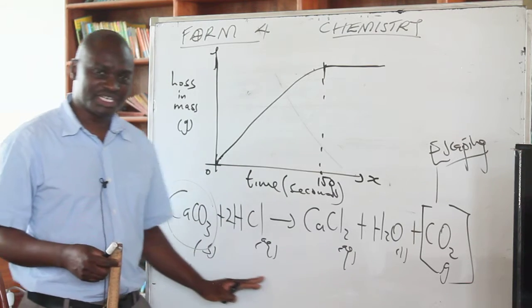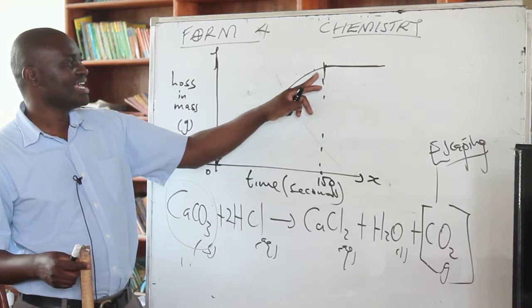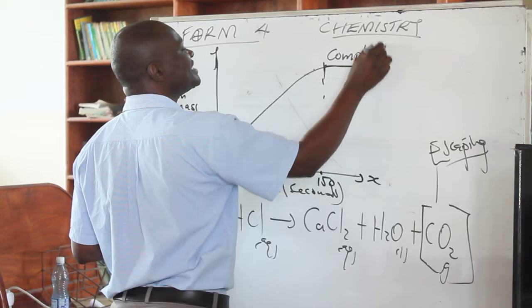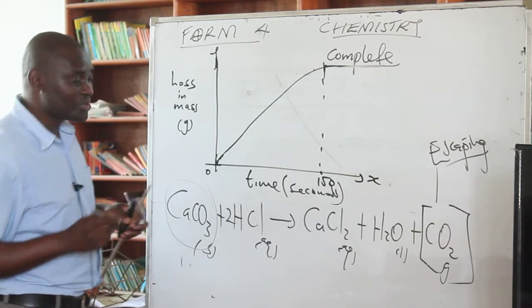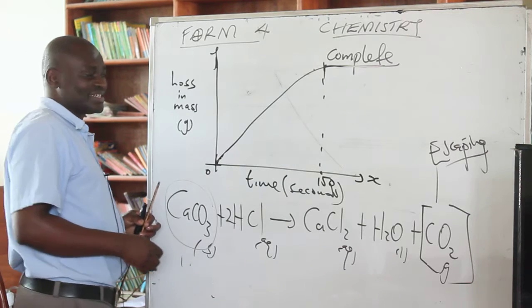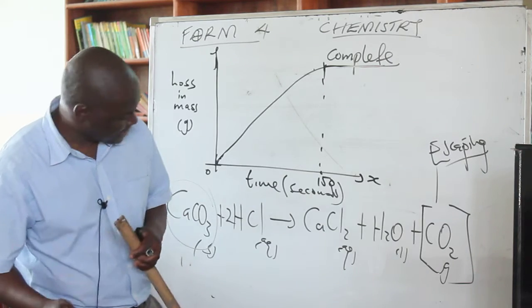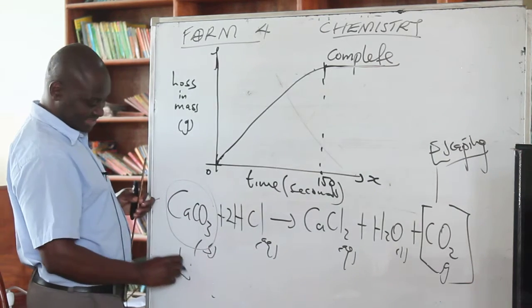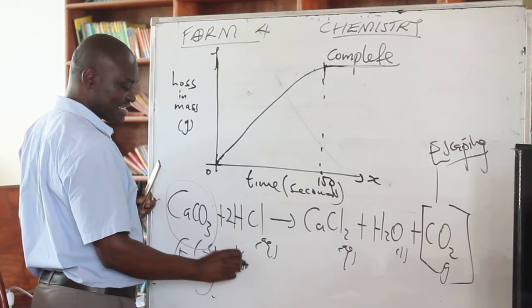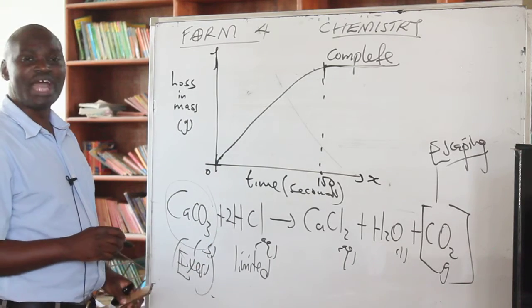As long as there is a reaction taking place, CO2 will be formed and there will be a loss in mass up to the point where the reaction becomes complete. Now the question is, when does the reaction become complete? The reaction becomes complete when all the hydrochloric acid has been used up. So we had excess calcium carbonate, but limited, limited means not in excess, hydrochloric acid.